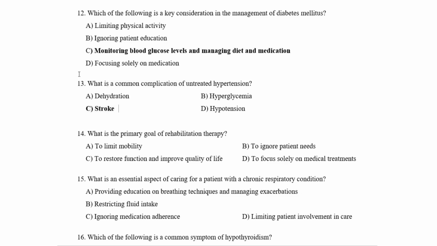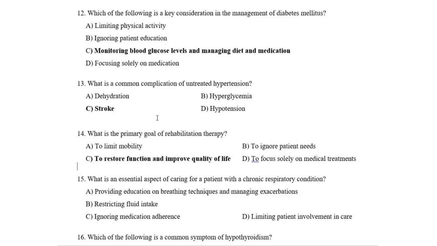Well, त्यसै गरी हामी क्वेशन नम्बर 14 मा हेरौँ त. What is the primary goal of rehabilitation therapy? Option A मा रहेछ to limit mobility. Option B मा रहेछ to ignore patient needs. Option C मा रहेछ to restore function and improve quality of life. Option D मा रहेछ to focus solely on medical treatments. यसको सही उत्तर हो option C to restore function and improve quality of life.